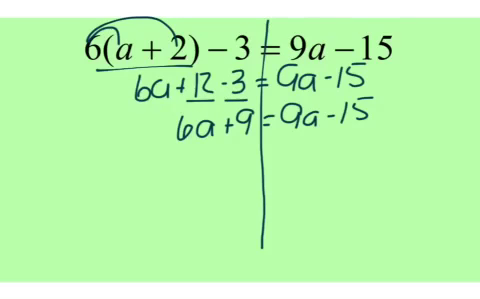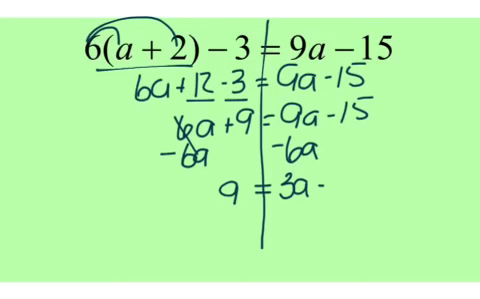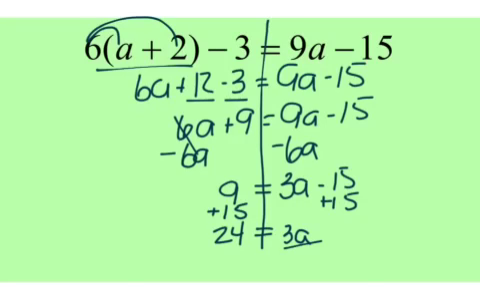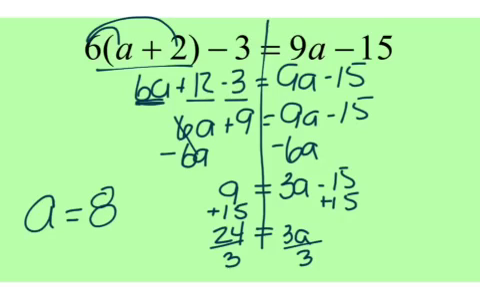Okay, now I got to get all my variables on one side. Minus 6a for this side, minus 6a for this side. Those cancel. Now I have 9 equals 3a minus 15. Now I'm going to add 15 to both sides so that I can get all of my constants on one side. And I have 3a equals 24. And my very last step, divide by 3. And I'm going to write it over here. A equals 8.